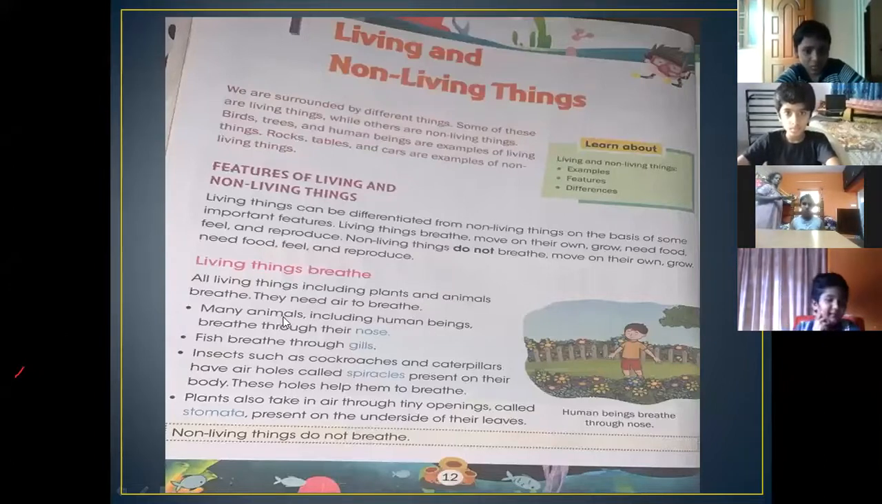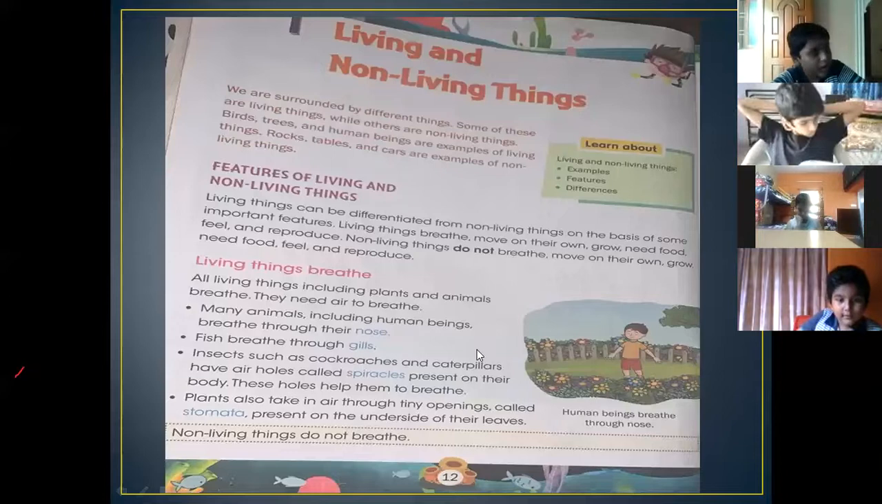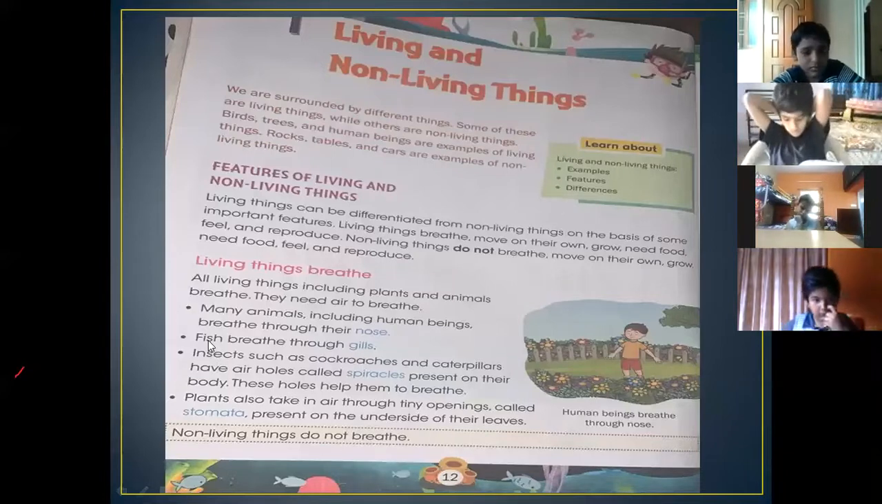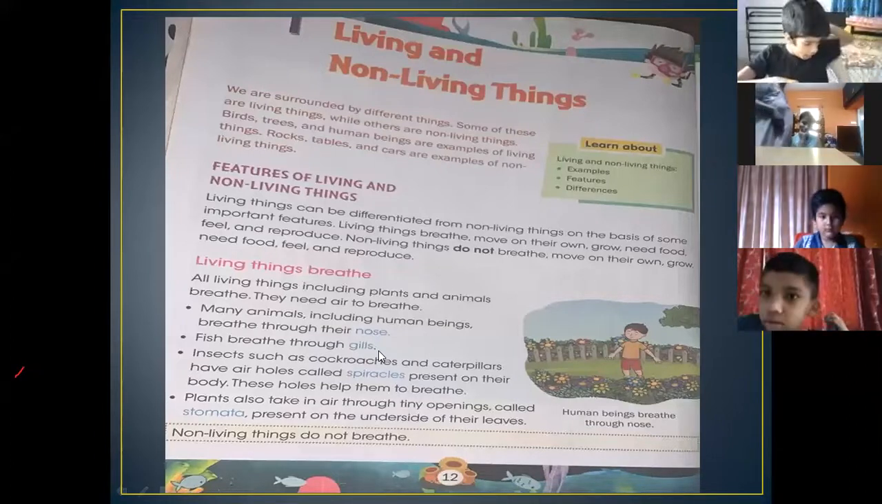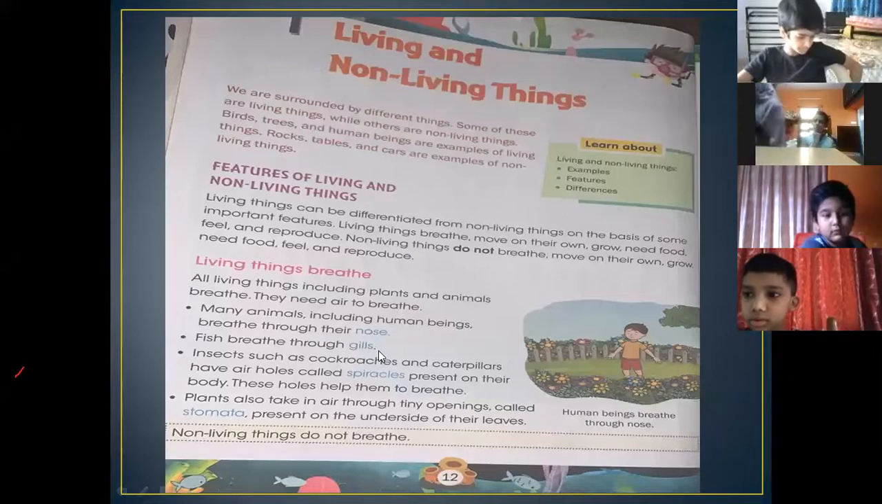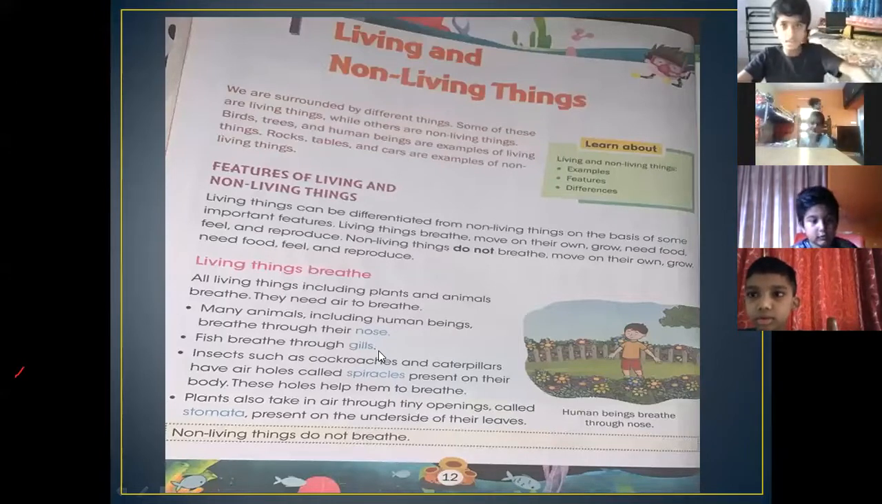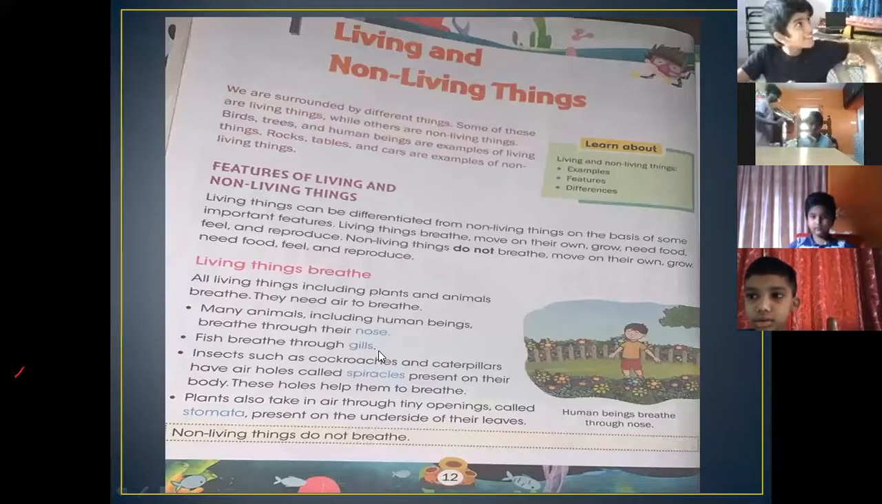Many animals, including human beings, breathe through their nose. We and a few other animals, like the domestic animals or wild animals, all breathe through our nose. But the fish breathe through their gills, like I explained in the offline video. They have gills which are present on the cheeks, somewhere down. That helps them to bring the water in and it leaves through the gills. So this is how they breathe.